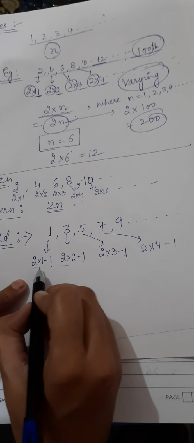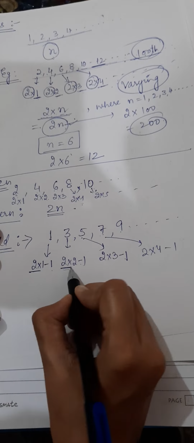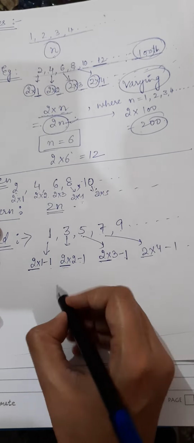Now again see what is constant and what is changing. Everywhere 2 into is the same.